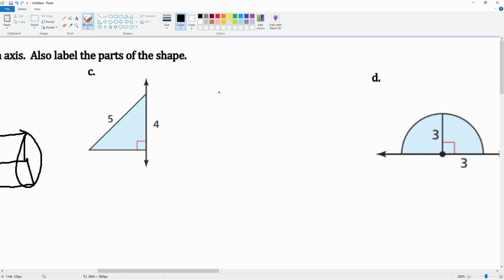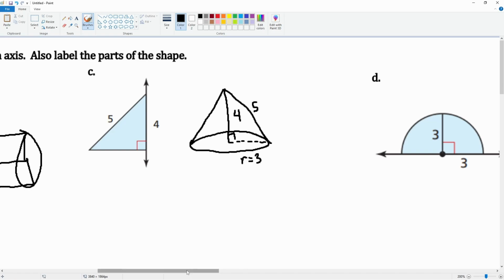And see, if we rotate that, it looks like this. Okay, and then that is the result of rotating it. The height here is 4. The slant height is 5, and if you use the Pythagorean theorem, the radius here is 3 because this is a Pythagorean triple.